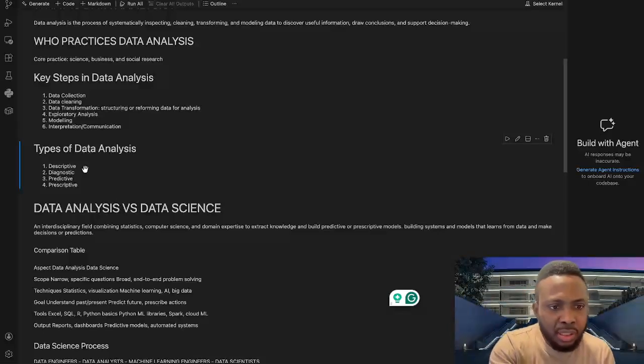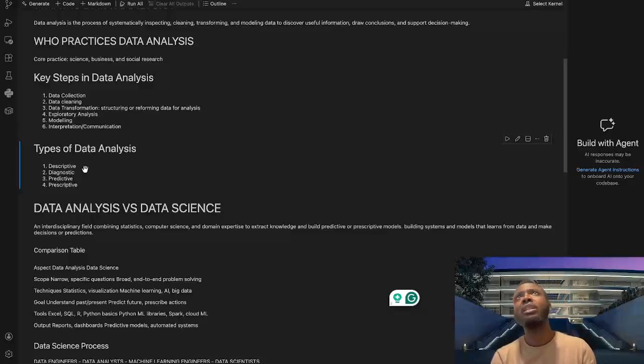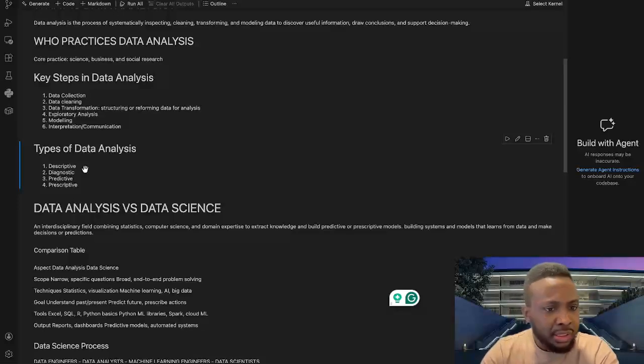Then after that, we look at prescriptive. We've seen the problem, we've predicted what will happen tomorrow. What is the solution? What solution can we provide? That is prescriptive. You prescribe a solution to the problem. So those are the types of data analysis.